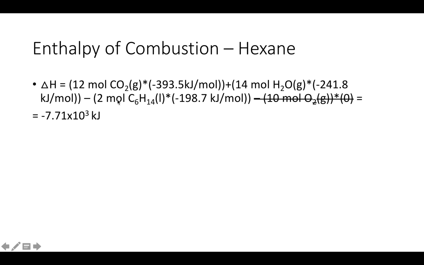We're going to add these two because they're on the product side, and we're going to subtract the reactants. The first reactant is 2 moles of C6H14, and that we're going to multiply by negative 198.7 kilojoules per mole. And notice how I crossed this reactant over here, is because there's 0 moles of O2 gas, and it will just cancel itself out. So we get negative 7.71 times 10 to the third power of kilojoules.